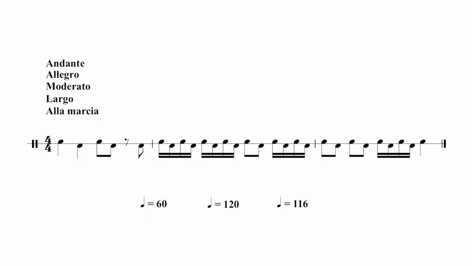The other way of directing a tempo is by writing one of the standard Italian terms at the beginning of the piece. There are lots, but here are a few common ones to get you started. Andante means at a moderate walking pace. Allegro means quickly. Moderato means moderately quickly. Largo means slowly, and alla marcia means like a march, or 116 beats per minute.